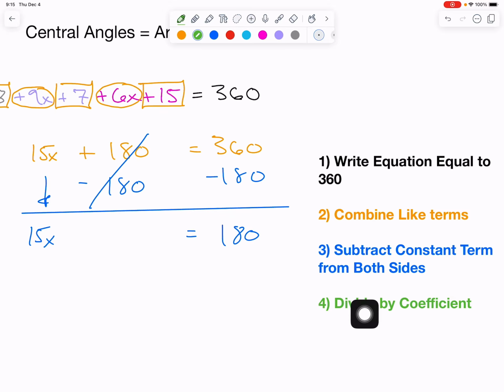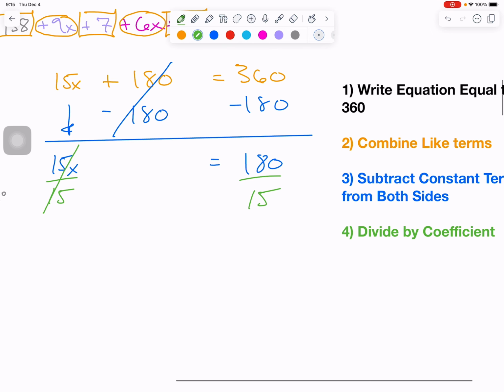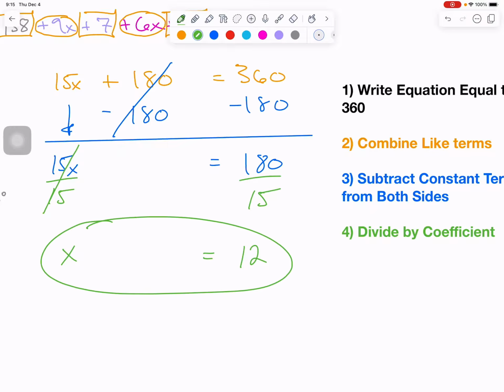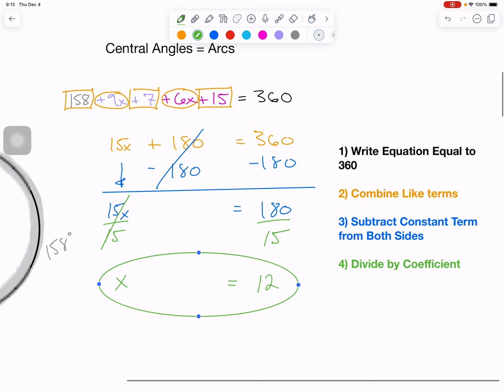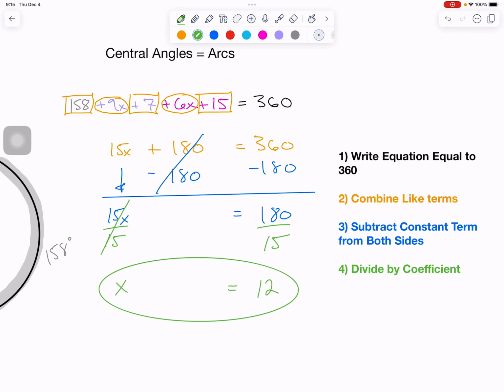Our last step is to divide by the coefficient, the number in front of the letter. This time it is 15. 15 divided by 15 is 1. I draw that giant 1 on a diagonal. Pull down our x. 180 divided by 15. Well, if 10 times 15 is 150, add another 30, so that would be 12. Let's go ahead and circle our answer. And for those taking notes at home, that's what it should look like for your first one.